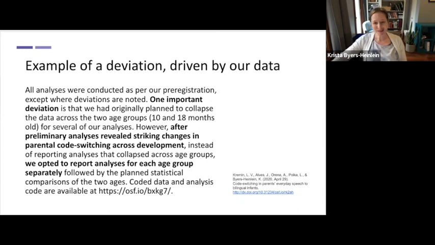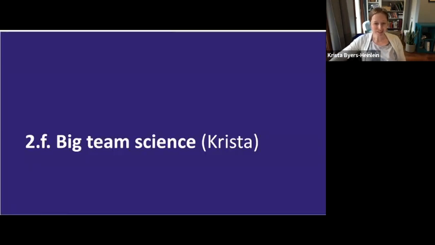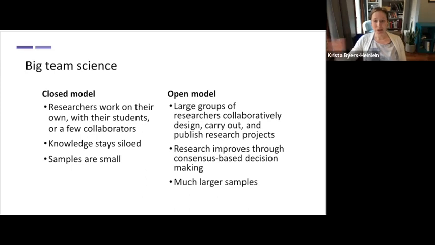All right, I'm going to move on from that and talk briefly about big team science. So big team science is sort of one of the things that brings us here today. So again, comparing the closed and open model. In the closed model of research, researchers tend to work sort of on their own with their students or a few collaborators. That's still something that I think should happen even in the era of big team science, but it used to be that this was one of the only ways that science really happened.